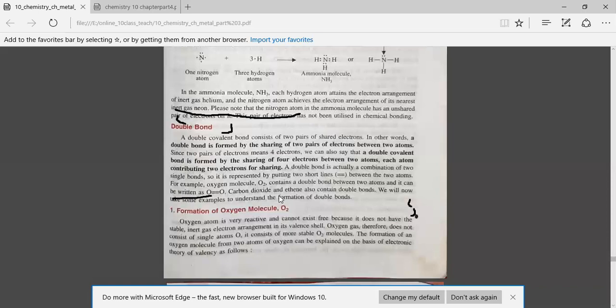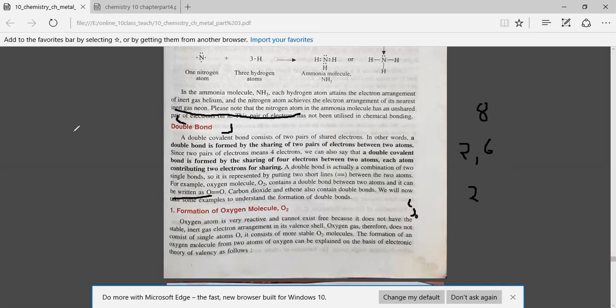Formation of oxygen molecule. The atomic number of the oxygen atom is 8. So the number of electrons is 8, and the electronic configuration is 2, 6. So it requires two electrons to share to complete its octet.